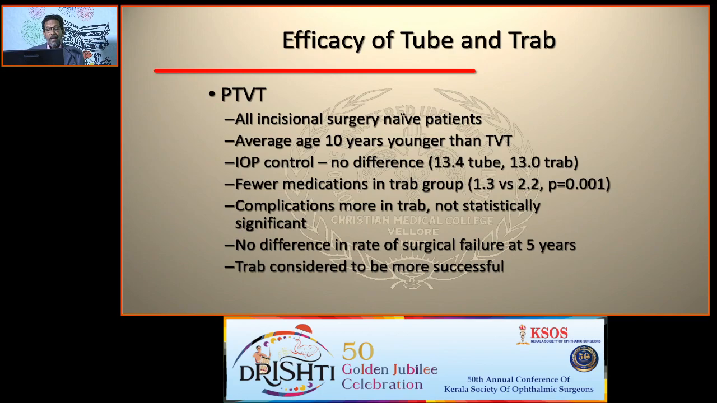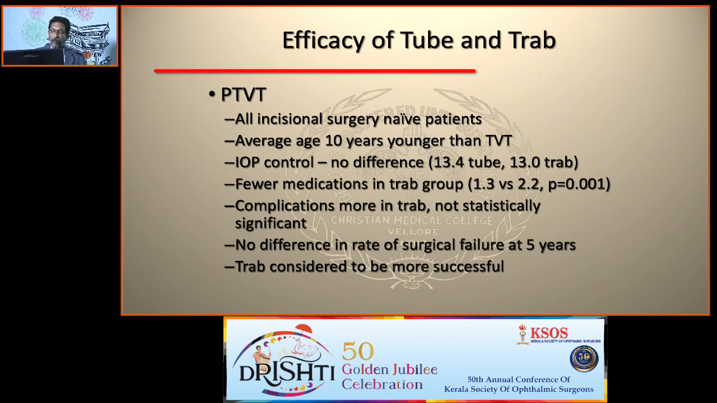And their average age at recruitment was about 10 years younger than the trab versus tube study. The IOP control in their results was no different at 5 years. So it was about 13.4 millimeters actual IOP with the tubes and 13 with the trabs. There were fewer medications in the trab group, 1.3 versus 2.2, which was significantly different.